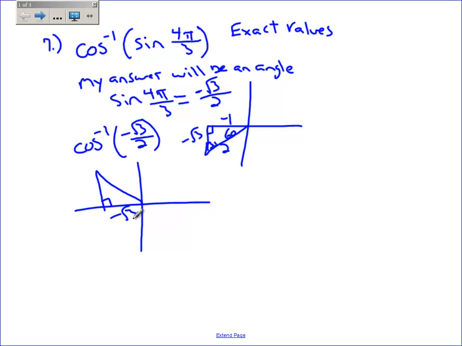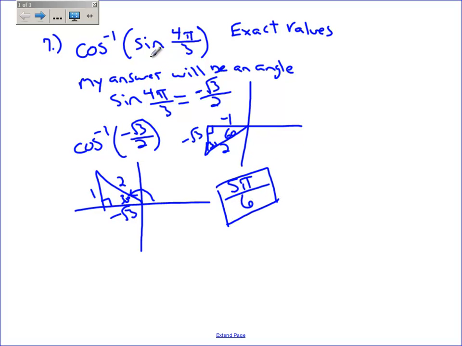So I'll put adjacent over hypotenuse. There's our opposite. That's a 30-degree reference angle, which means that my answer is 150 degrees, and since we're in radians, we're going to call this 5 pi over 6.